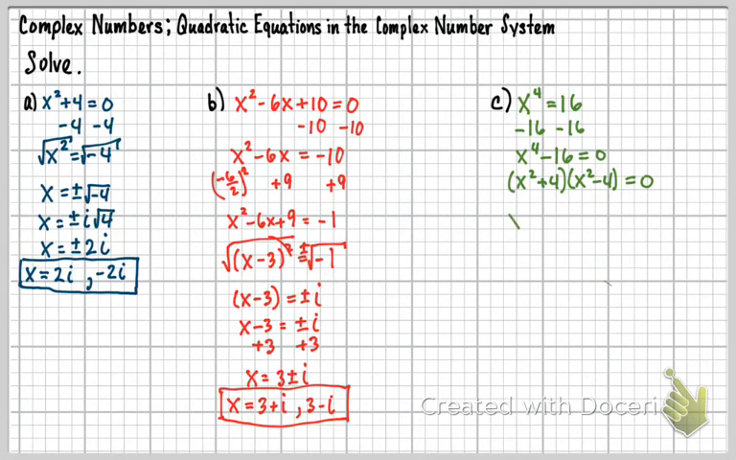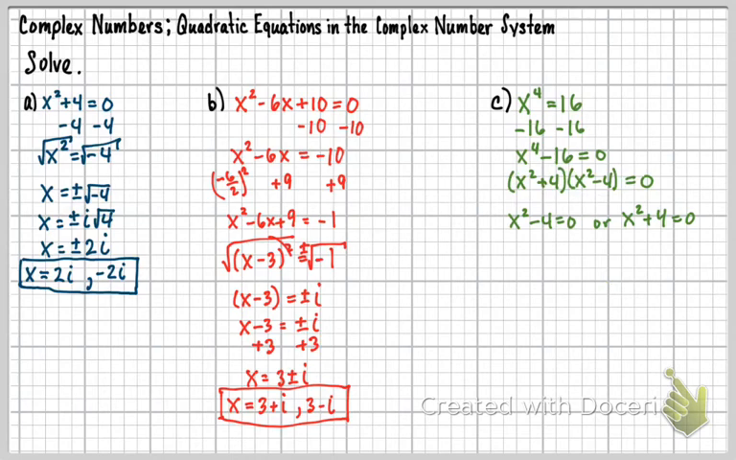Now, we'll handle this part first because that's easier. Let me write it out first. x squared minus 4 equals 0, or x squared plus 4 equals 0. Now remember, I'm just taking each of those pieces and setting them both equal to 0. Because when I multiply them, either this is 0 or that is 0, because I get 0 on the other side. So that's why I did that. That's just the zero property.